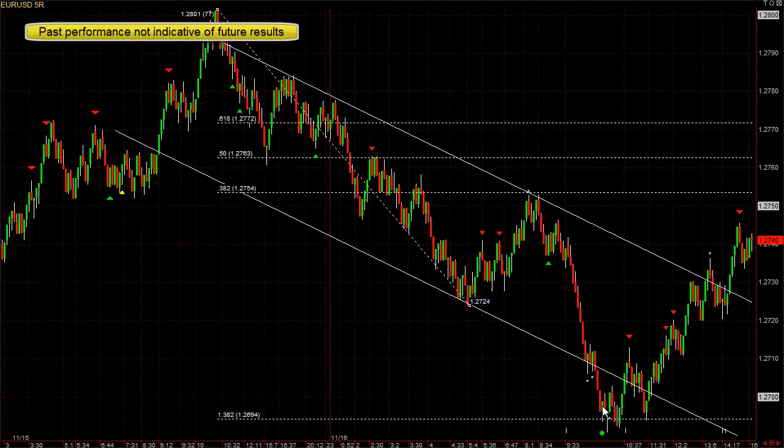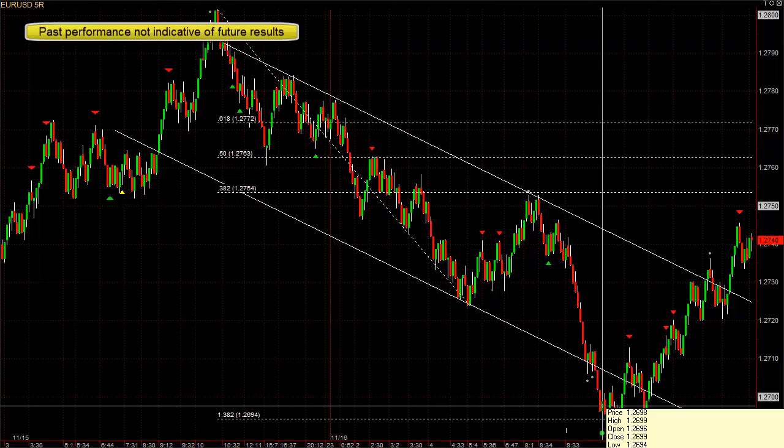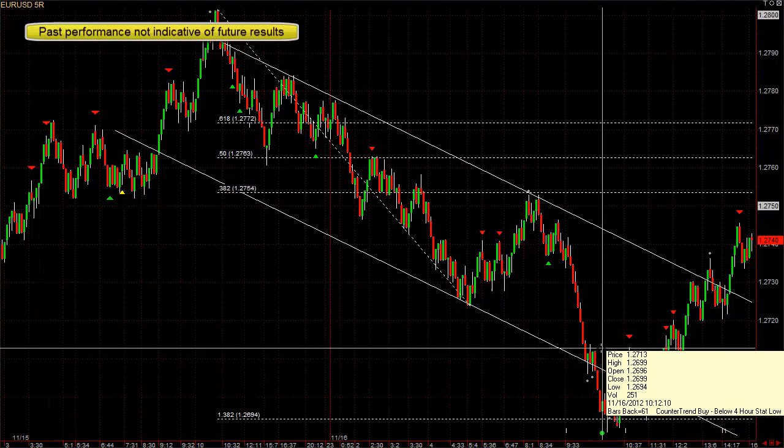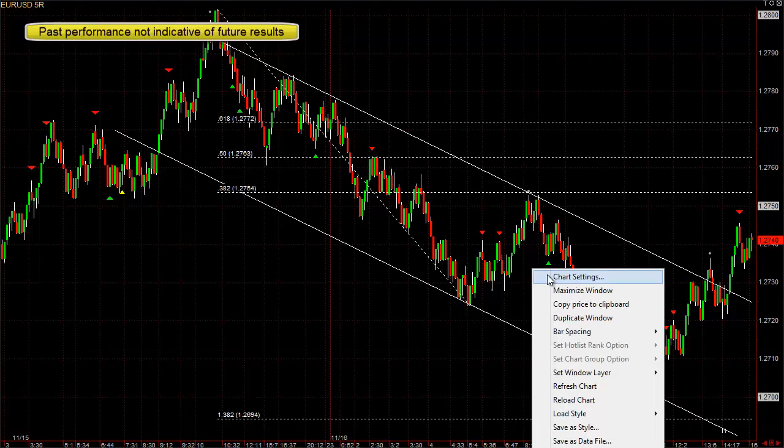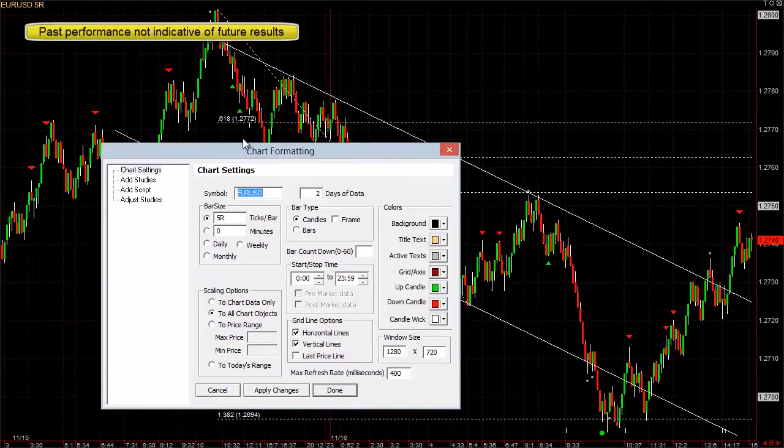If you click on the bar, it'll say what it is. Counter trend buy below 4-hour stat low. So this is below our 4-hour statistical low. Let's bring this up on the chart.